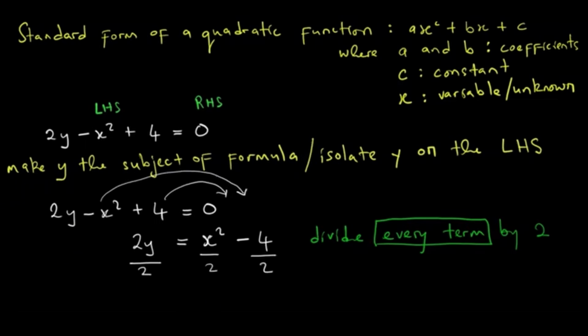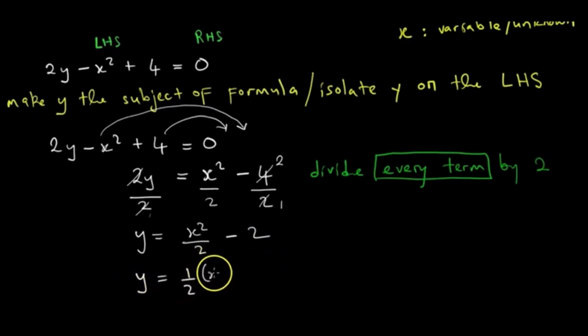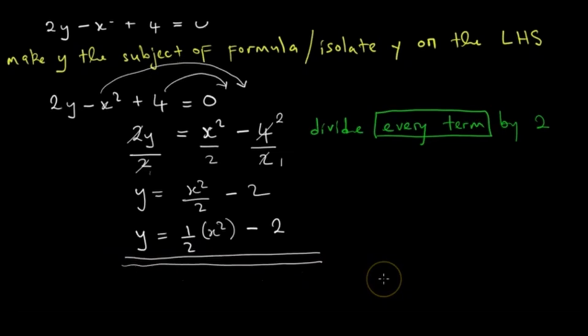So the effect of this, 2 is going to cancel out on the left hand side. And of course, 2 into 2, it's 1. 2 into 4, it's 2. What we are left with here is y is equal to x squared over 2 minus 2, which we can conveniently write as y is equal to half of x squared minus 2, like this.